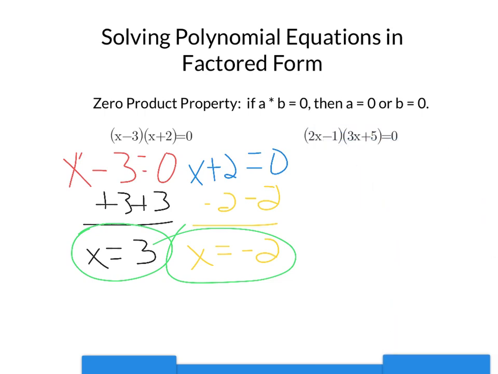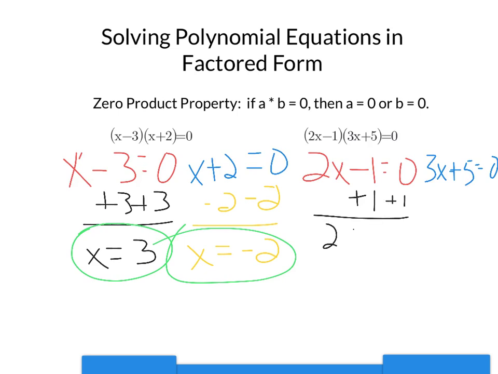Now let's look at a second example. We have the quantity of 2x minus 1 times the quantity of 3x plus 5 equals 0. Since it's equal to 0, we can apply our zero product property and set each factor equal to 0. 2x minus 1 equals 0, and 3x plus 5 equals 0. Now I need to go ahead and solve both of those equations, and I will have my two roots or solutions of the equation.